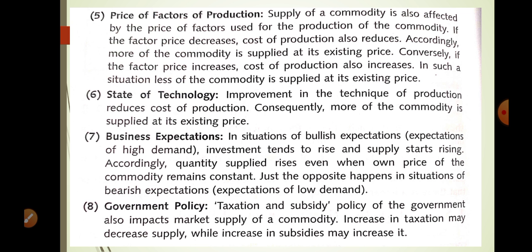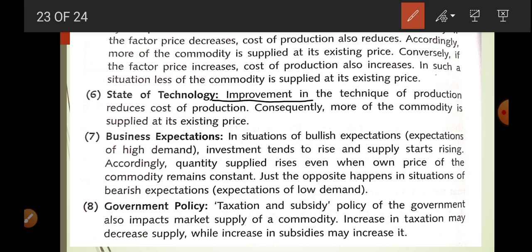Next is state of technology. If you are going to use improved technology, the cost is going to be less and supply will be more. That is, with improved technology, cost is going to be low and in return supply will be high. You can take the example, if you are teaching online, you can teach 1,000 students, but if you are teaching in a classroom, you can't control more than 50 students.